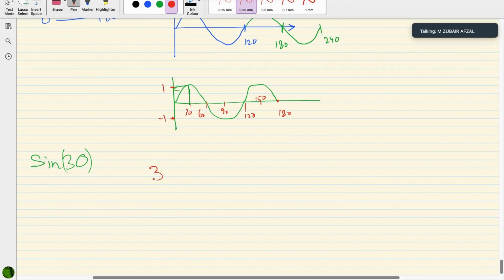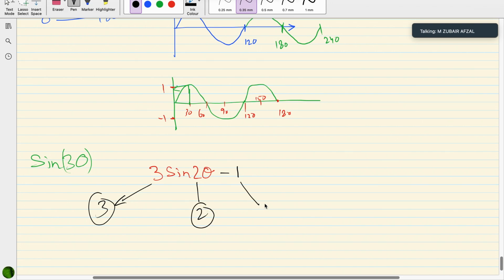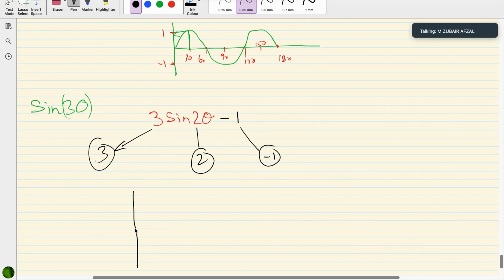For example, we have 3 sine 2 theta. Let's do it with a negative number. 3 sine 2 theta minus 1. We know that the amplitude will be 3. There will be 2 cycles in 360 and the whole of the graph will move 1 unit down. So first, a rough sketch. This is x and y axis. It is 3. So 1, 2, 3. 1, 2, 3. 2 theta means we have 2 cycles in 360, from 0 to 360.